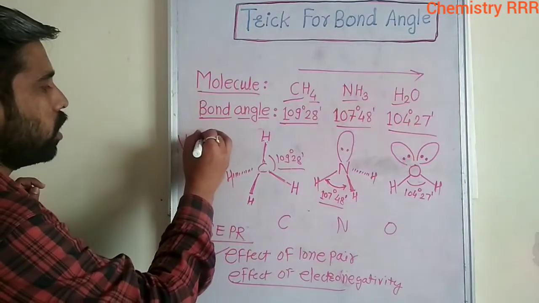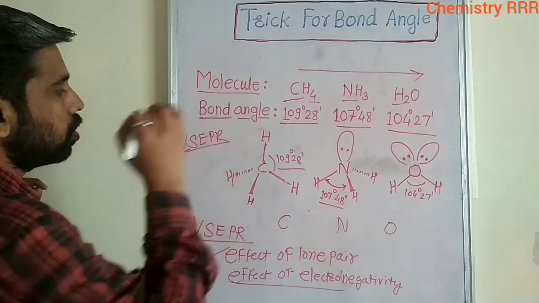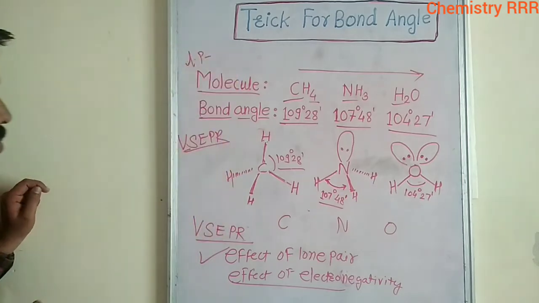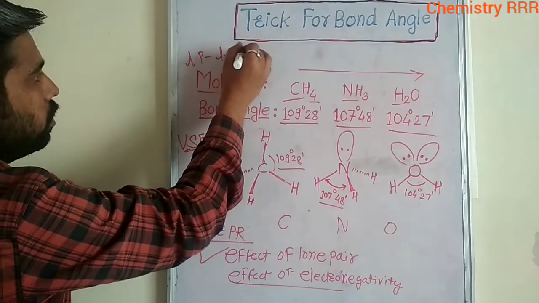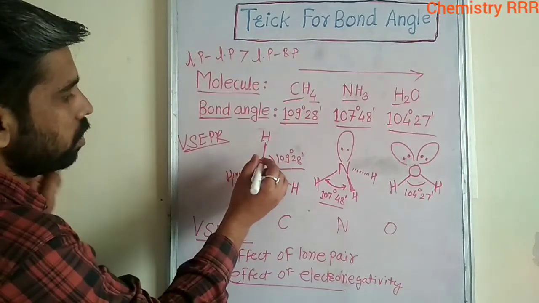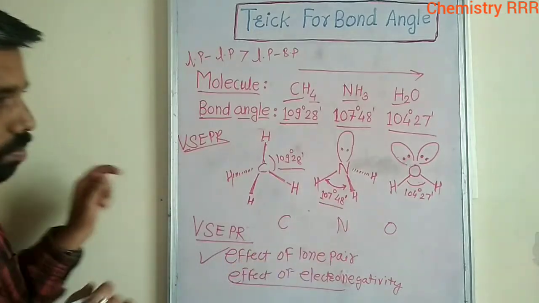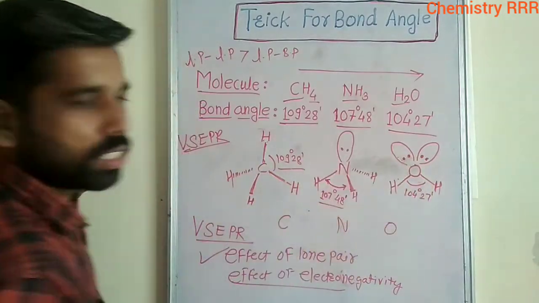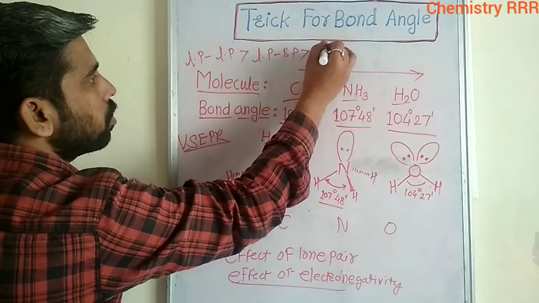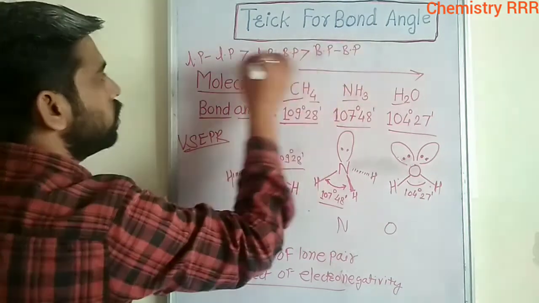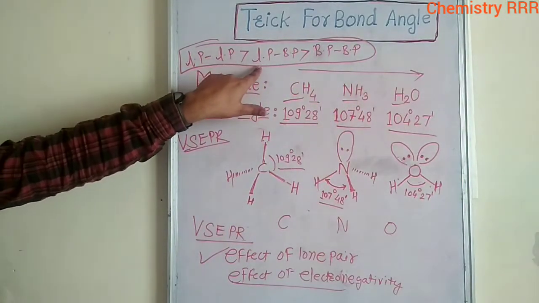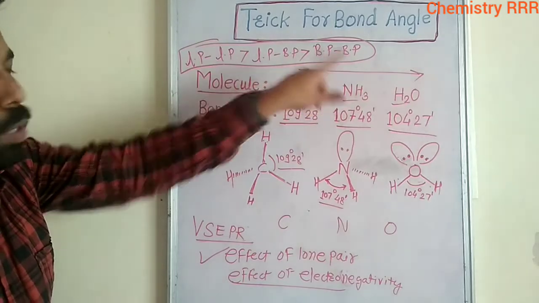Now first see the effect of lone pair. According to valence shell electron pair repulsion theory, lone pair repulsion is greater than lone pair bond pair repulsion, and then bond pair repulsion.